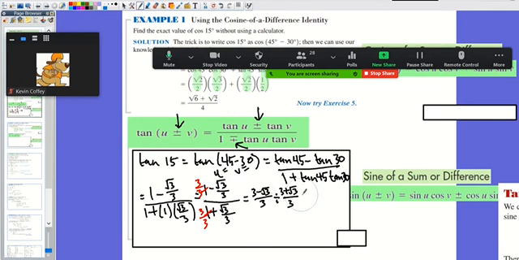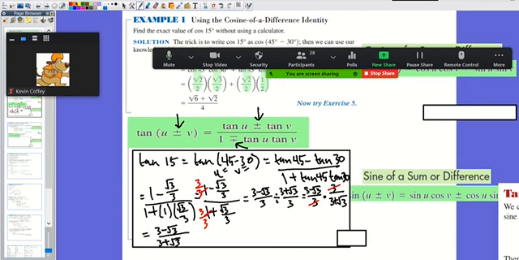Remember, we're going to keep, change, flip. 3 minus root 3 over 3 times 3 over 3 plus root 3. These 3's cancel, and you are left with 3 minus root 3 over 3 plus root 3.